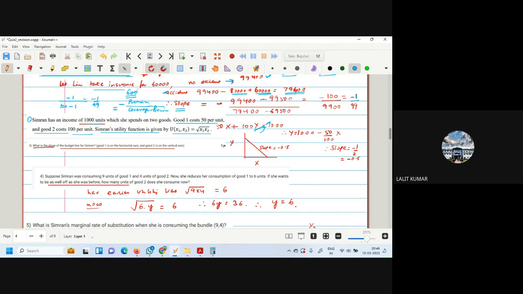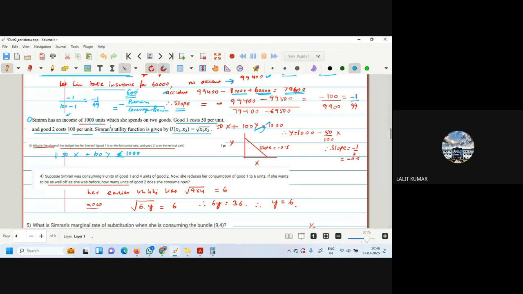The budget line is always, so there are two goods, let's call them X and Y. X costs 50 per unit, so it is 50X. Y costs 100, and whatever the amount she spends on this, it is always less than or equal to 1000 because that is her total income. So this is your budget line.